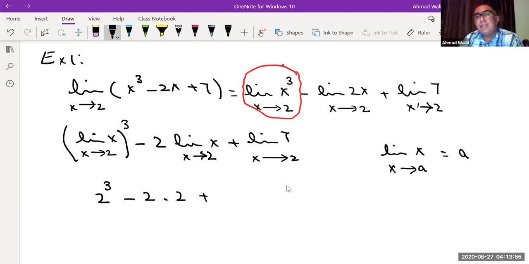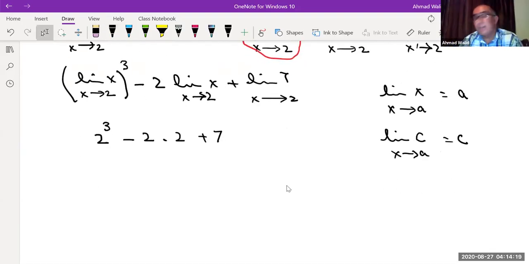Plus the limit of 7 as x approaches 2. We had a law for that. Limit of a constant: if I have the limit of c as x approaches a, it gives me back c. It means here the limit of 7 as x approaches 2 gives you back 7. Now, easy, calculate. I'm sure everyone can calculate. It gives you 8 minus 4 plus 7, which gives you what? I think 11. Correct?